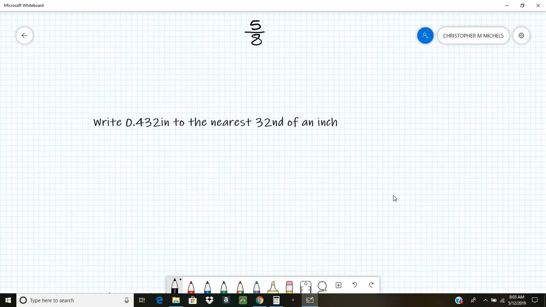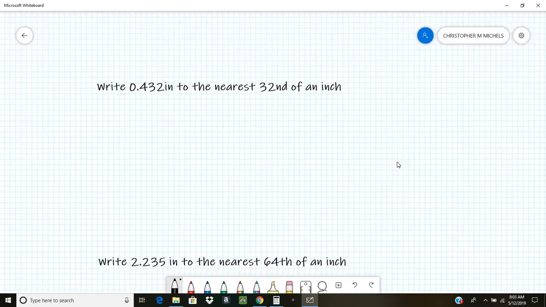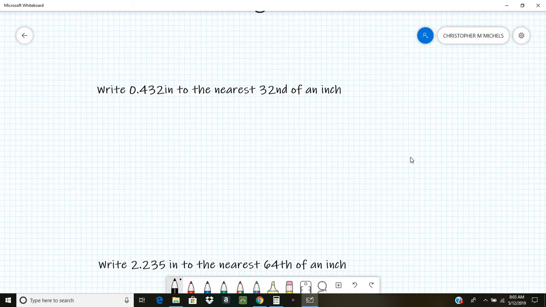Okay, so now we have kind of the same idea, but instead of 16ths of an inch, you do 32nds of an inch. The only difference between that and 16ths is that instead of having 16 lines between 0 and the full inch mark, now you have 32 of them. All they did was take those 16ths and cut them in half, so it's a more precise unit of measurement. But the process is still the same.